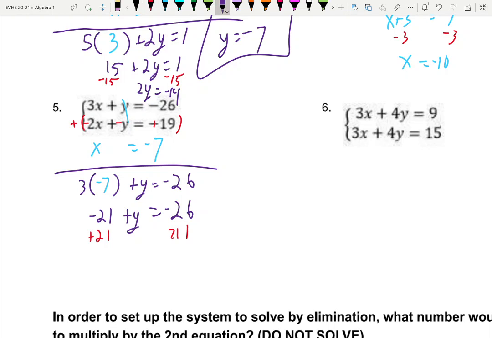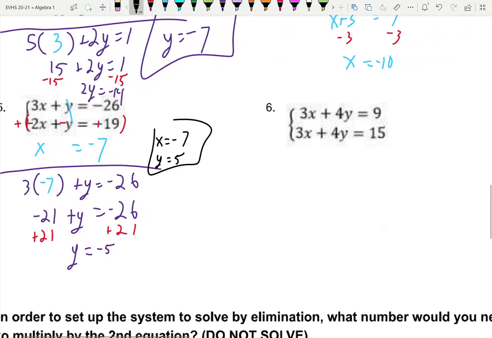and that leaves me with y equals, what did I do there? Plus 21. So negative 26 plus 21 is negative 5. So my answer here, x equals negative 7, y equals negative 5.